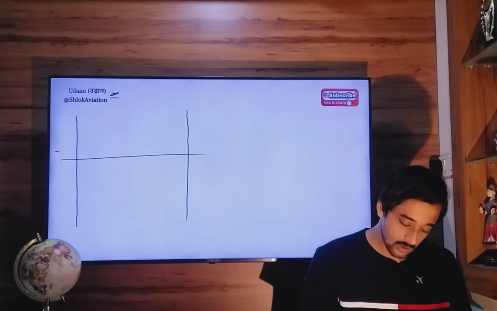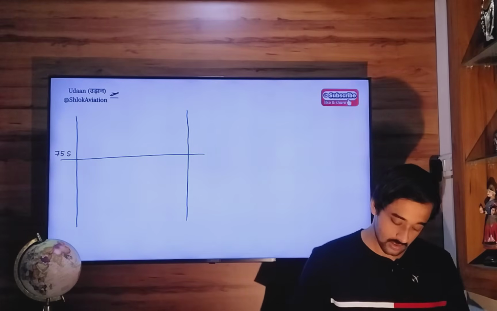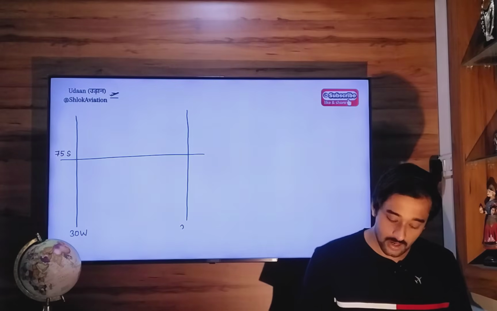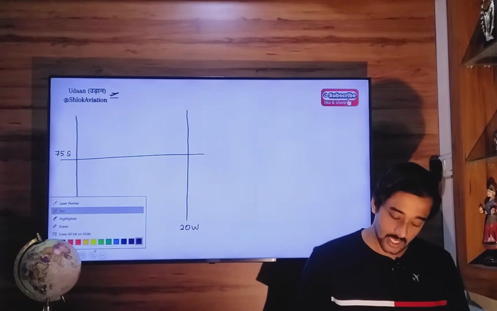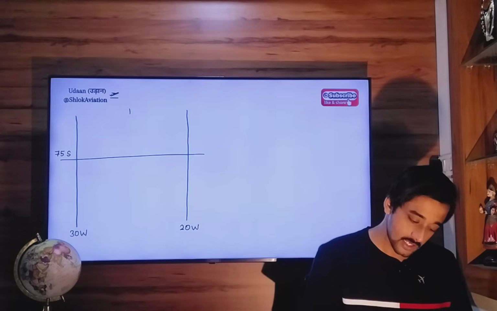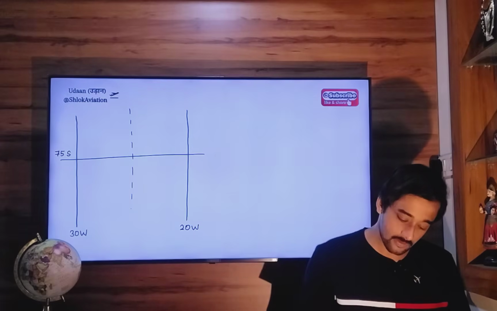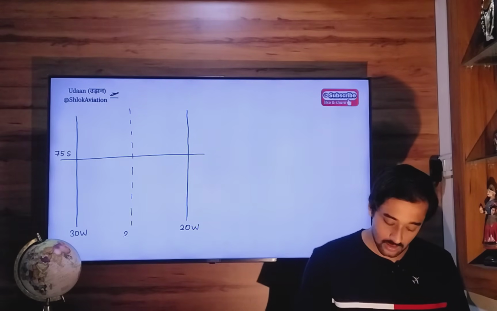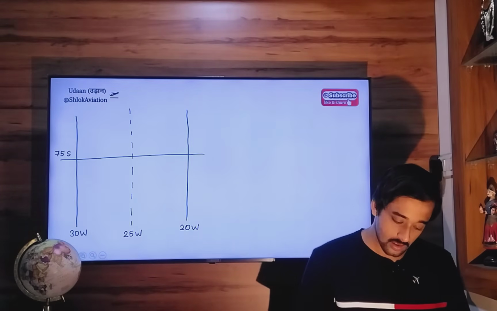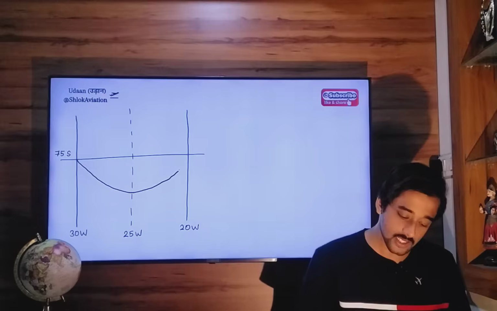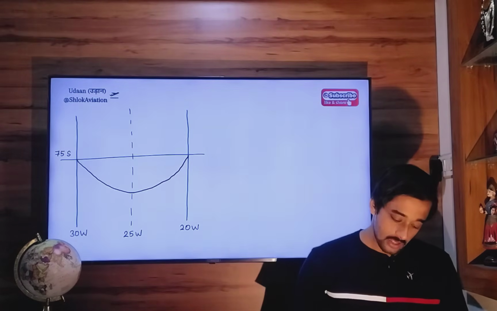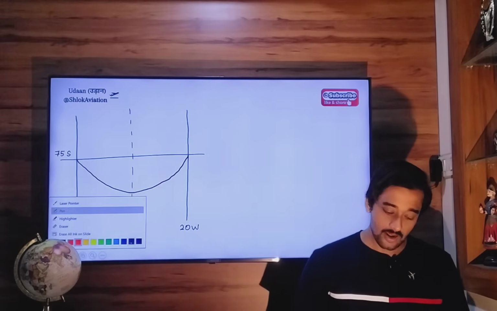So 75 south, 30 west, 20 west, and another meridian is right in between them. So this is that meridian 25 west. This is your great circle. Since it's the south hemisphere, the great circle will pass to the nearest south pole. Okay. Now, next step, you will have to draw a triangle.